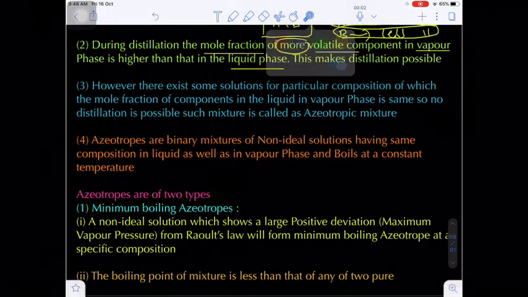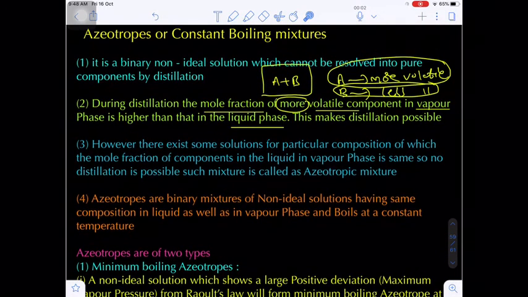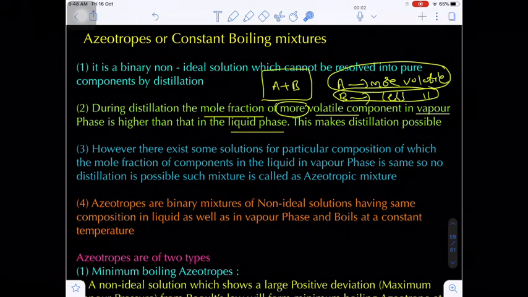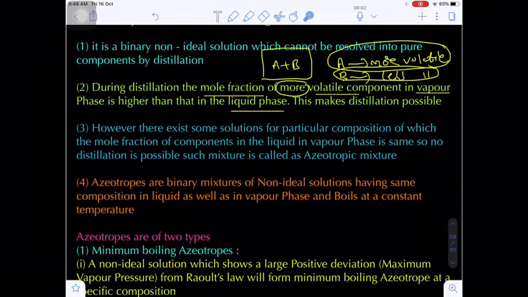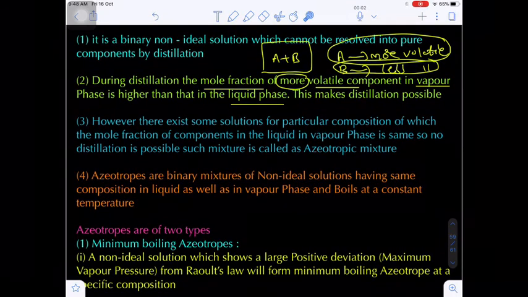Now the separation of these components from the solution is difficult, it is not possible in the case of a non-ideal solution. Okay. However, there exist some solutions of a particular composition in which the mole fraction of components in the liquid and vapor phase is the same.